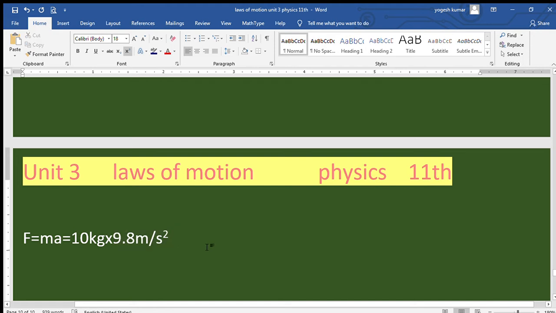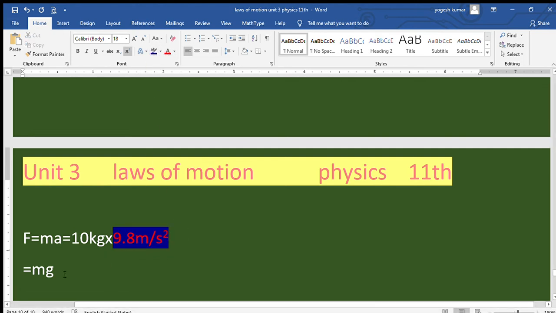Therefore we write F equals mg, where g is small g. So m into g. What is the value of g? It is 9.8 meter per second square. Earth is always applying this much force.